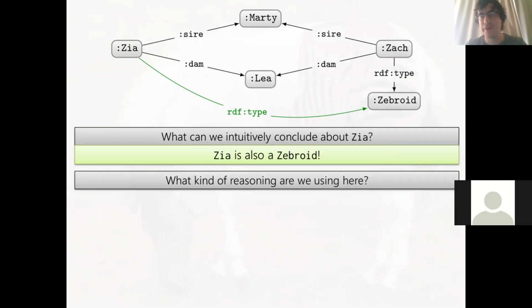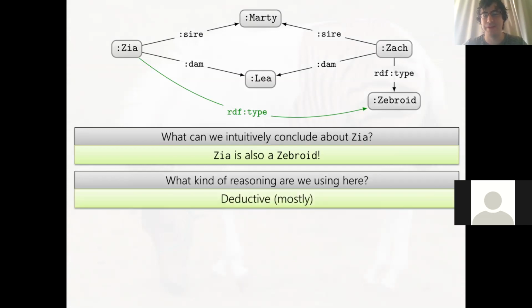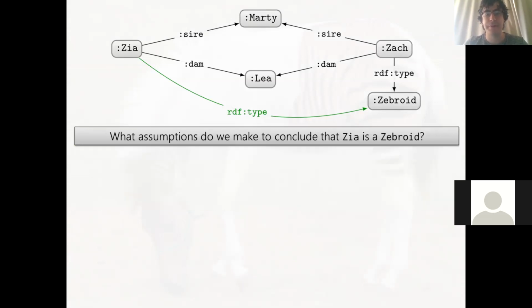So my claim would be that we're using probably deductive reasoning mostly. So why am I saying that? Because we don't see many zebroids, and essentially we're applying some sort of rules. Okay, maybe we learned those rules inductively, but we're applying some sort of deductive process. But it's not so easy, in fact, to understand how we come to that conclusion if we really think about it. So what sorts of assumptions do we make to conclude that Zia is a zebroid?